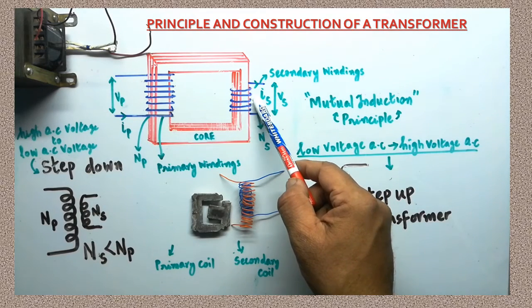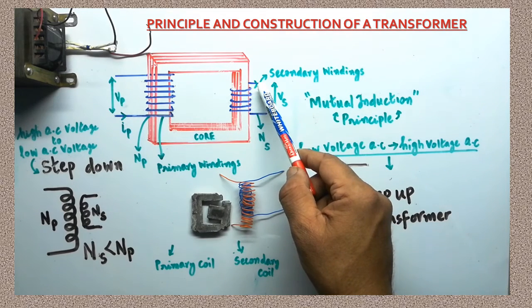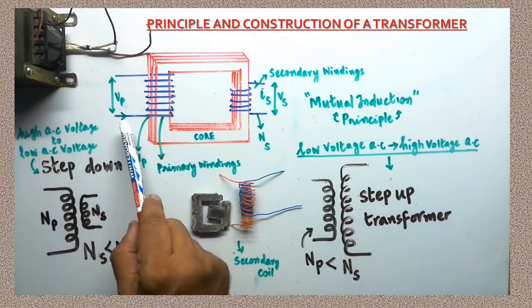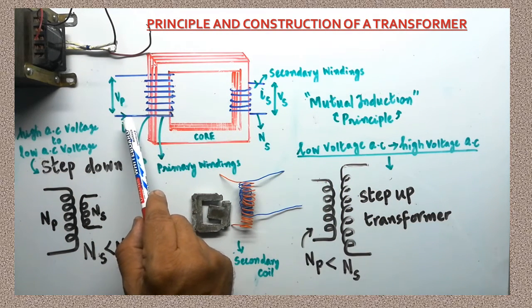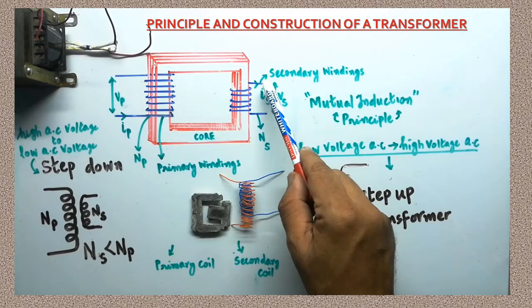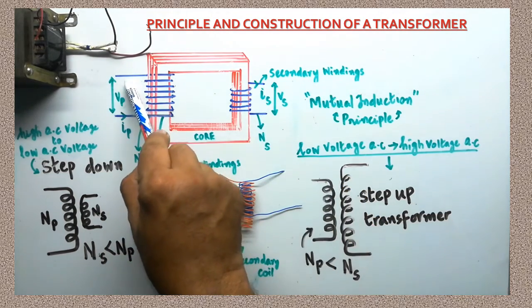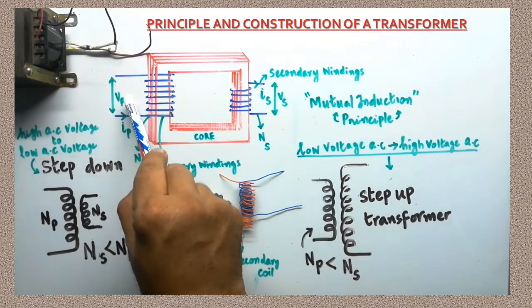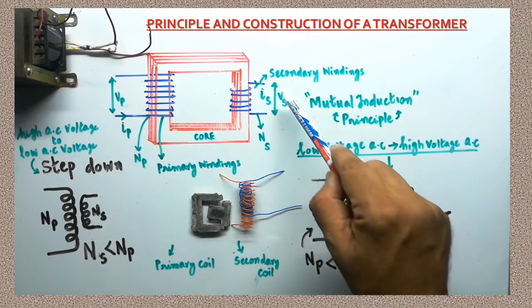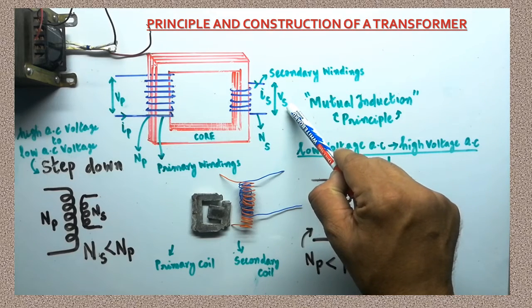When flux is changing in the secondary, what will happen? Another induced current will be produced, and that current will flow in the secondary winding. The current which is supplied is called IP, primary current. The current which is induced in the secondary coil is called IS. Are you clear? The voltage supplied across the two ends of the coil is called VP, primary voltage. The voltage measured across the secondary winding is called VS.